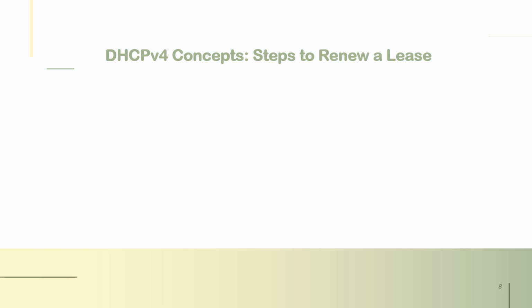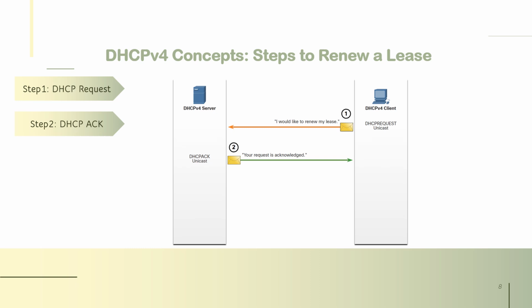And prior to lease expiry, the client begins a two-step process to renew the lease with the DHCP version 4 server, as it is shown here. And as you can see, before the lease expires, the client sends a DHCP request, which is the first step, a message directly to the DHCP version 4 server that originally offered the IPv4 address.